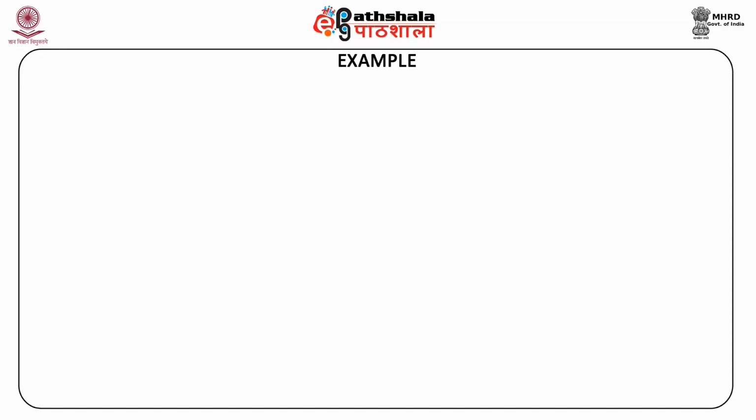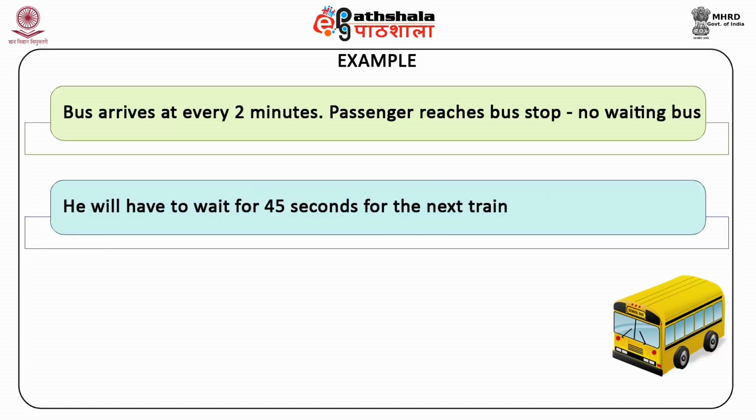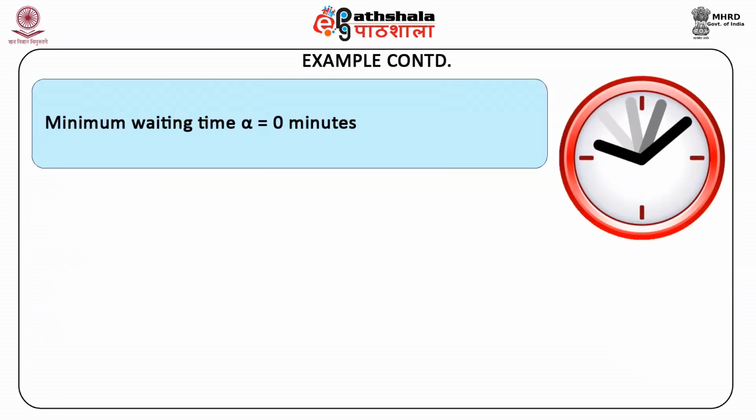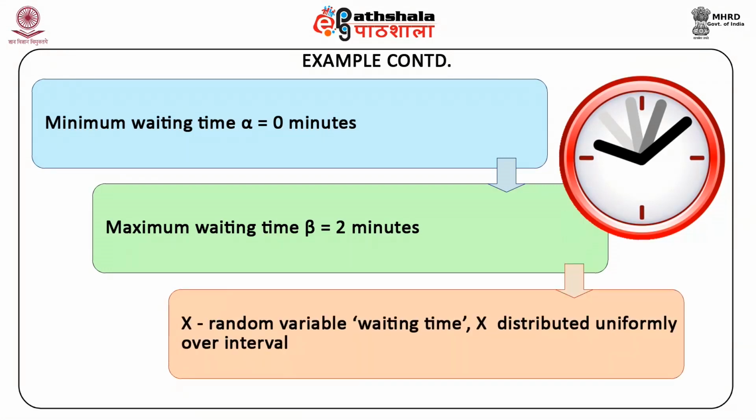At a certain bus stop, a bus arrives every 2 minutes. If a passenger reaches the bus stop when there is no waiting bus, what is the probability that he will have to wait for 45 seconds for the next bus? What is the mean and variance of the waiting time? Minimum waiting time alpha is equal to 0 minutes. Maximum waiting time beta is equal to 2 minutes. Let x be the random variable waiting time.